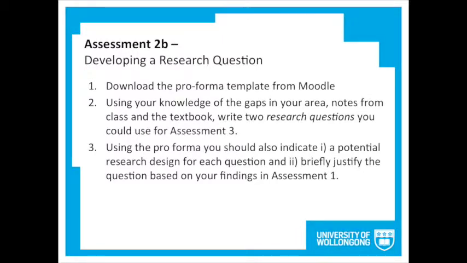Using your knowledge of the gaps in your area, notes from class and the textbook, write 2 research questions you could use for assessment 3. Using the pro forma, you should also indicate a potential research design for each question and briefly justify the question based on your findings in assessment 1. So pretty straightforward there. The pro forma will help you structure that and get that organised, but it's very important you get that to us in a timely fashion so that we can turn it around for you with enough time to think about that and use it to inform your planning for assessment 3.